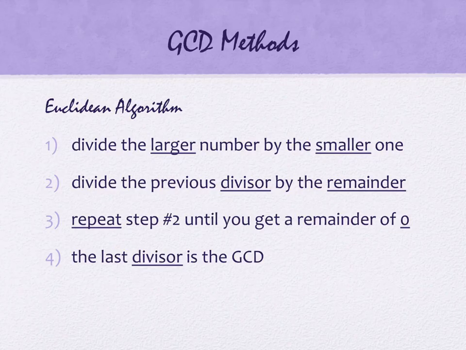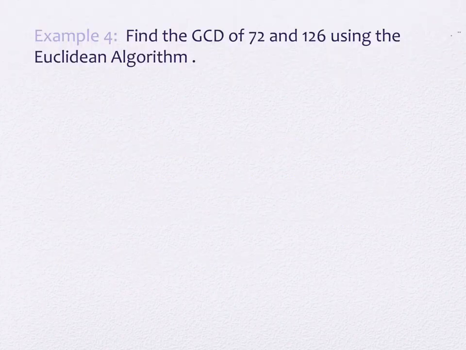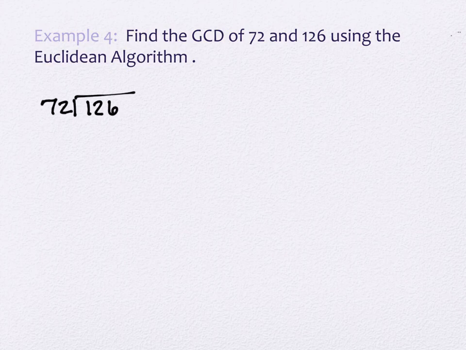Okay, ready to try one? It's really not that hard, so let me show you how it works. We have two numbers, 72 and 126, and we're always going to divide the big number by the small number. So 126 is going to go underneath your division house, and the smaller number is going to go on the outside, 72.